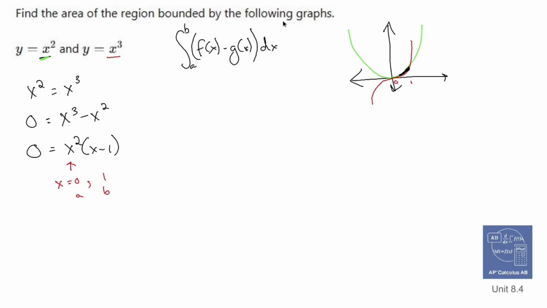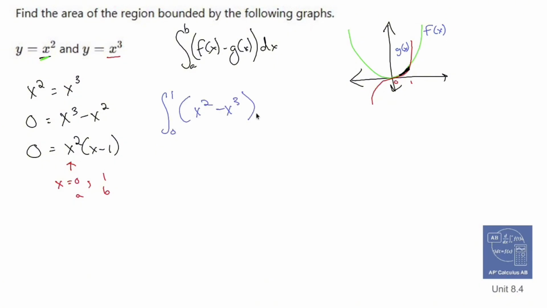Now, according to the graph that I drew, you really want to have the upper graph be your f of x. So it looks like x squared is going to be my f of x, and x cubed is going to be my g of x. If you have this backwards, you're going to get a negative area. You're not wrong, just make it positive and everything is fine. You can't have negative area in a real world sense, so you just make it positive, no big deal. That's going to happen from time to time. But the integral that we're going to set up is the integral from 0 to 1 of x squared minus x cubed dx.